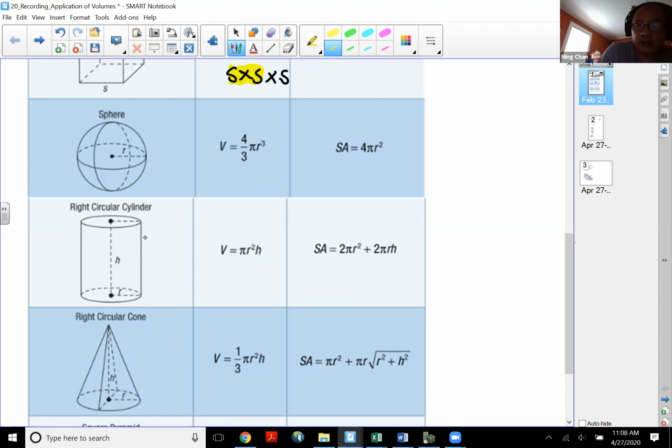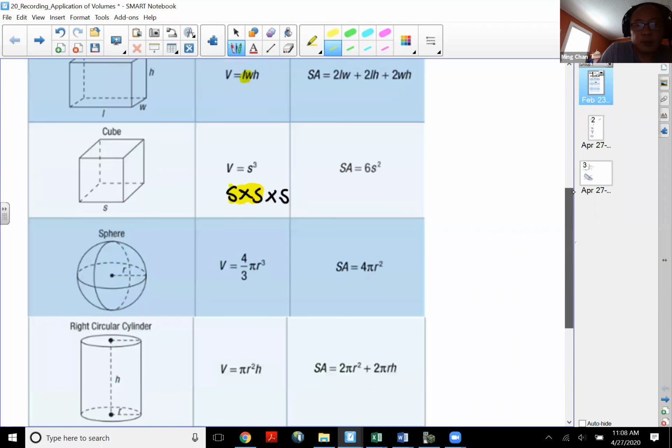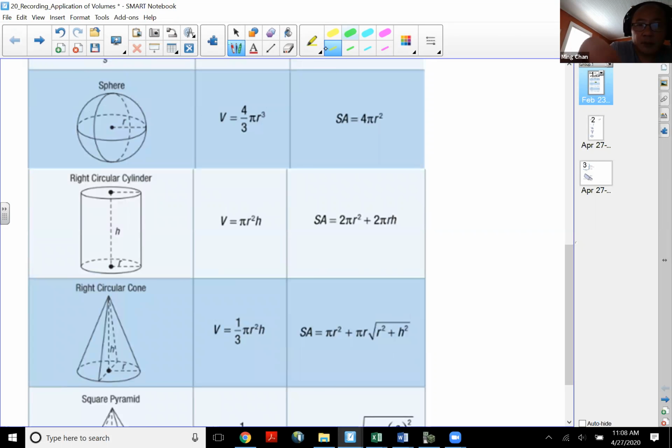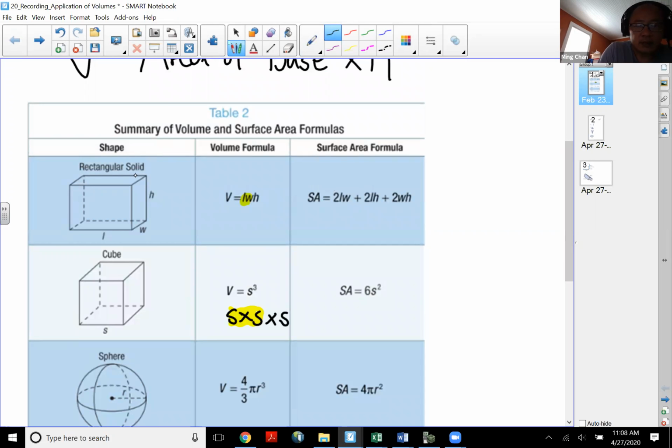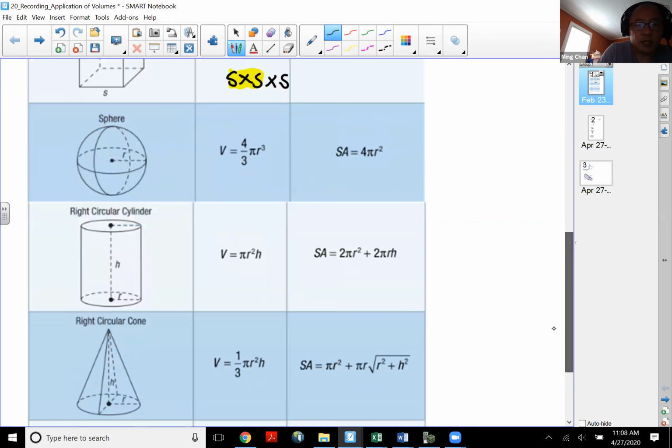All right, right circular cylinder. I want to emphasize the word right. Sometimes you will hear the phrase right rectangular solid or rectangular prism. The word right in front of it means right angles. So what that means is the height of your cylinder or whatever prism you're working with, the height and the base is always perpendicular. Just like the area formula that I showed you last time.